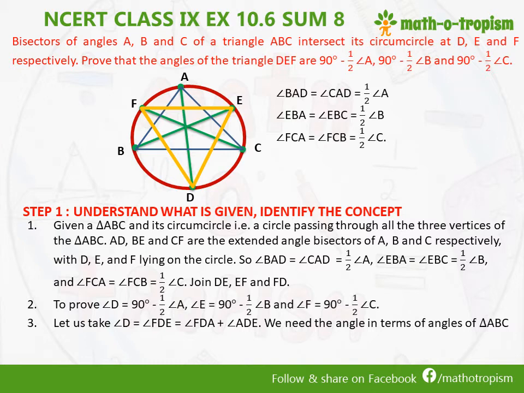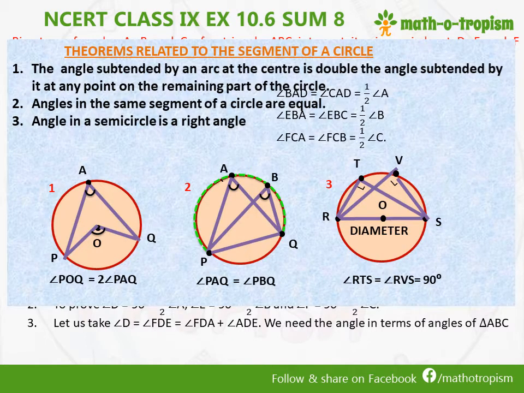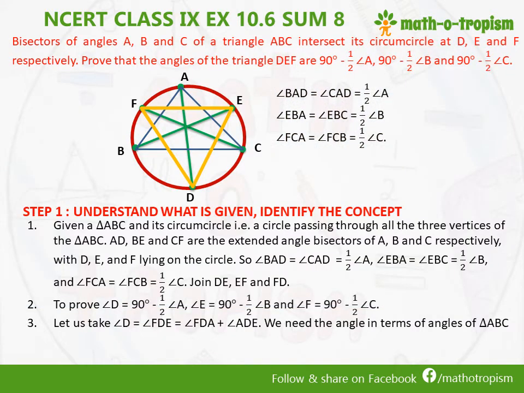Now we need to prove angle D in terms of the angles of the triangle ABC. So we will recall all the theorems with respect to circles. We have the angles subtended at the center. The first theorem we cannot take because we are not talking about the center here. So the second theorem: angles in the same segment of a circle are equal.